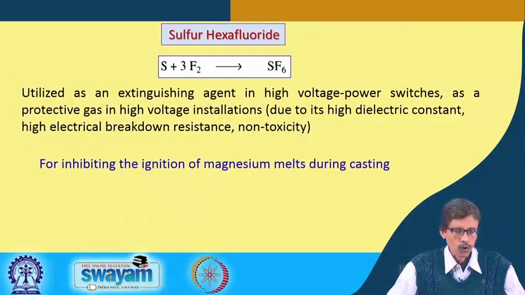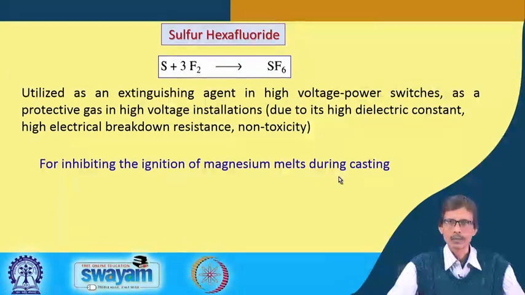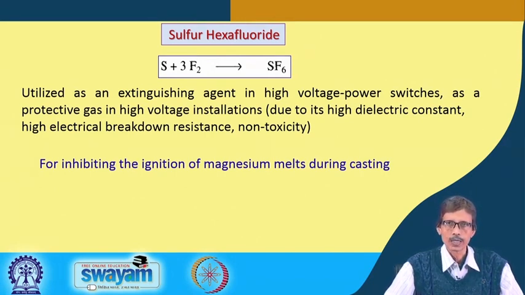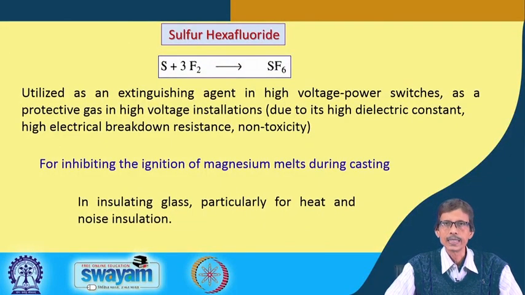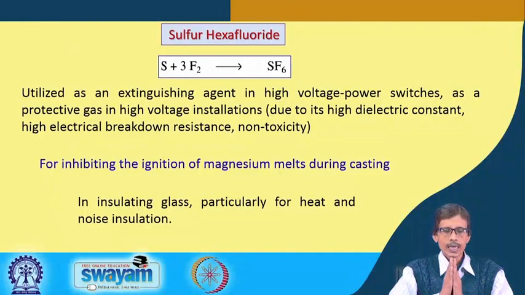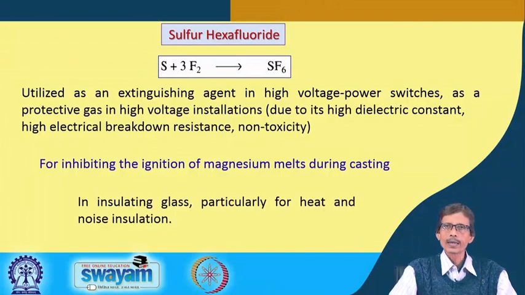And it is also useful for inhibiting the ignition of magnesium melts during casting. If we go for a casting process and we go for inhibition, because we know that magnesium can quickly burn in the presence of oxygen, burning of magnesium can be stopped in the presence of this sulfur hexafluoride. And it is used in insulating glass, particularly for heat and noise insulation. So, if we go for insulation of these two quantities, heat as well as noise, we can make the corresponding insulating glass made up of sulfur hexafluoride. So, sulfur hexafluoride will be the raw material for making this special type of insulating glass. Okay. Thank you very much.